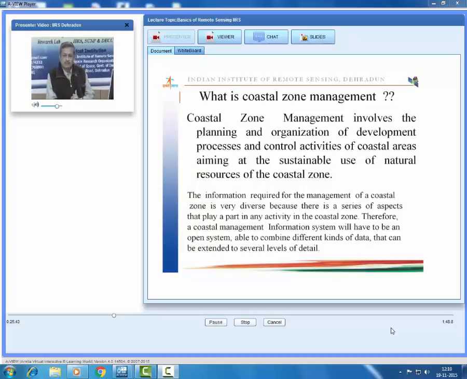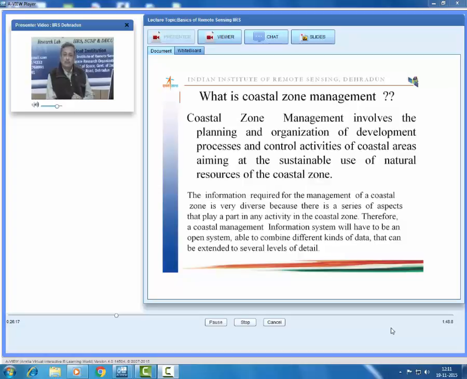Coastal zone management means how we can manage the coastal resources in a sustainable manner. That is the basic backbone of coastal zone management, which involves planning and organization of the development process and control of the various activities of the coastal area, aiming at the sustainable use of natural resources. Sustainable use means you use the resources, but in such a way that you do not destroy them, so that when the next generation comes, they can also use those resources for their own purpose. That is the basic purpose of sustainable use.